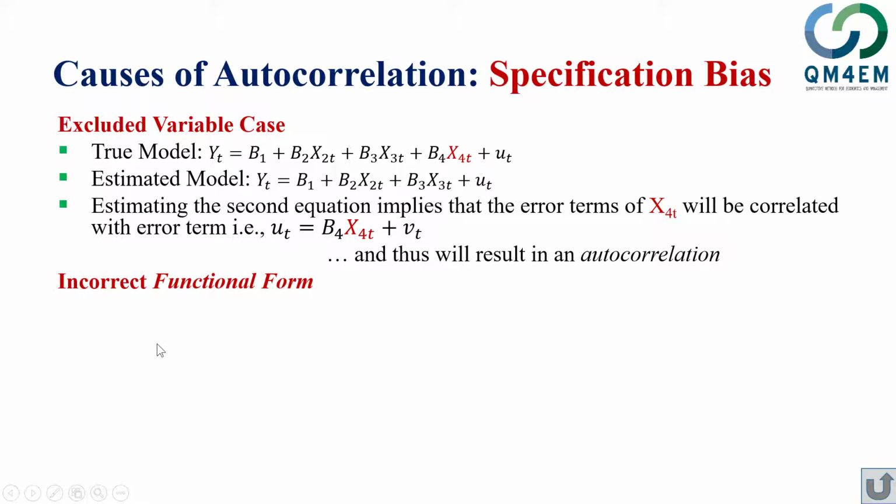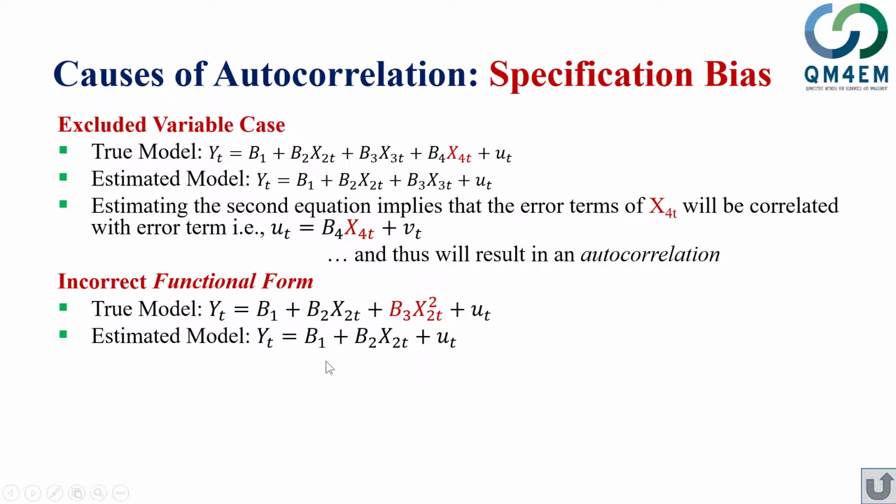So the second case of autocorrelation is the case of incorrect functional form. So let's say we have a true model in which the y variable is a function of the x2 variable non-linearly. So yt is modeled as a function of x2 and x2 square to capture the non-linear effect between the dependent and independent variable. Now, due to our ignorance or due to being unaware that these two variables are non-linearly correlated, we model them as a linear model, yt being a function of x linearly.